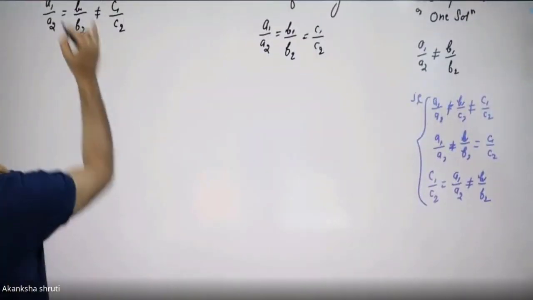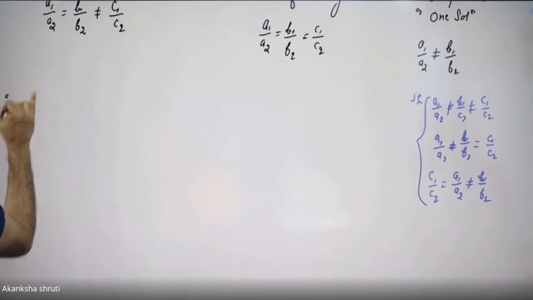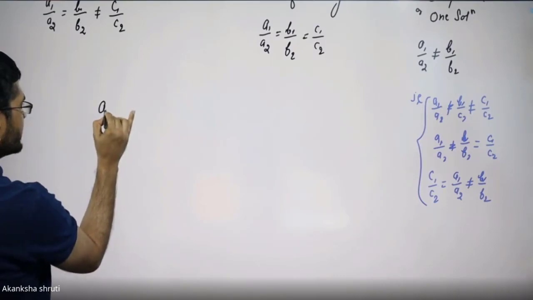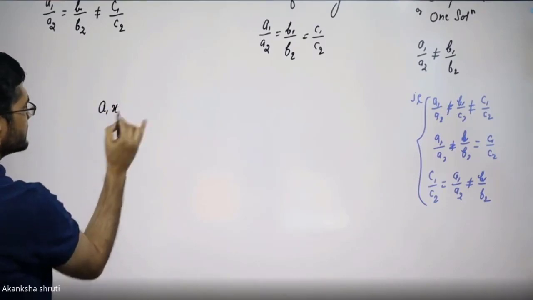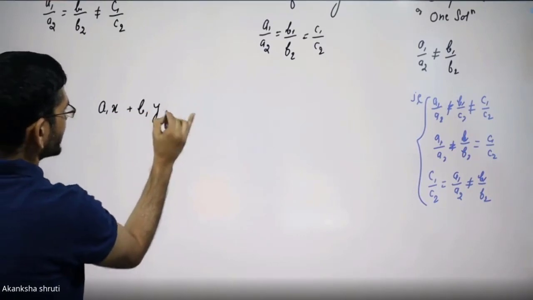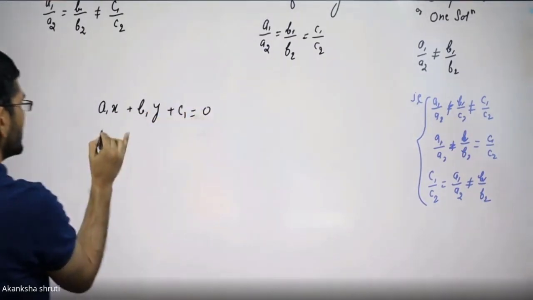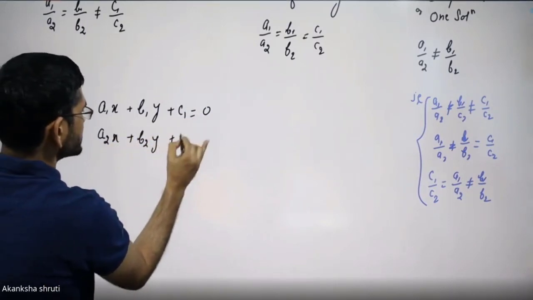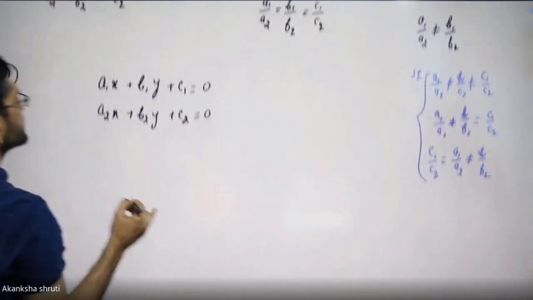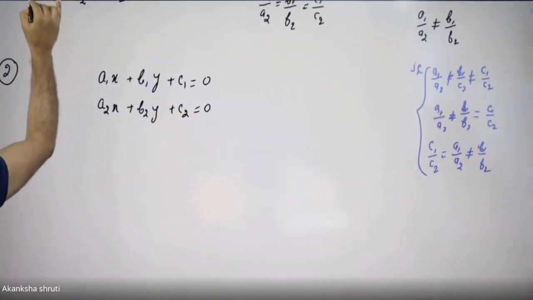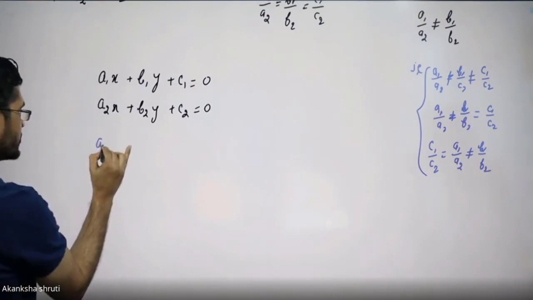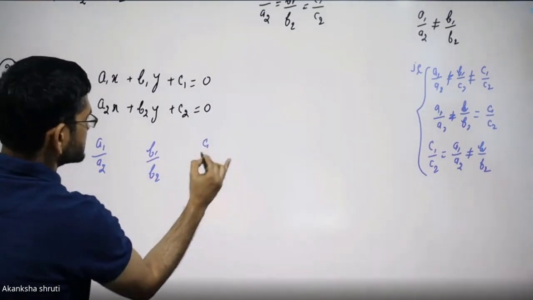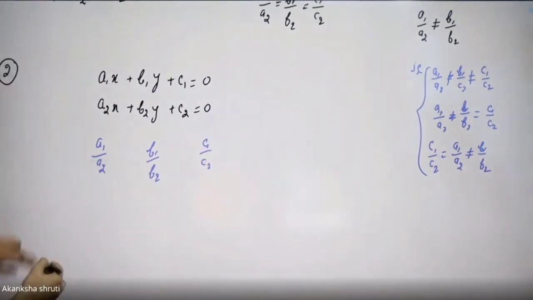So student, again the second method. If we are given a1x plus b1y plus c1 equals 0, and a2x plus b2y plus c2 equals 0, the things are very simple. We need to calculate only these ratios: a1 by a2, b1 by b2, and c1 by c2. These ratios we need to write.